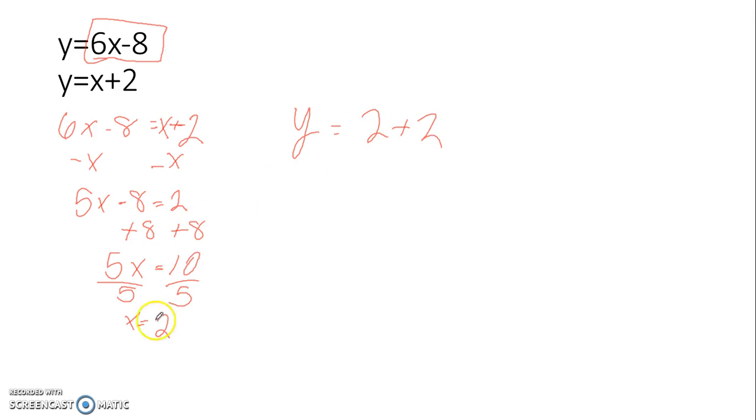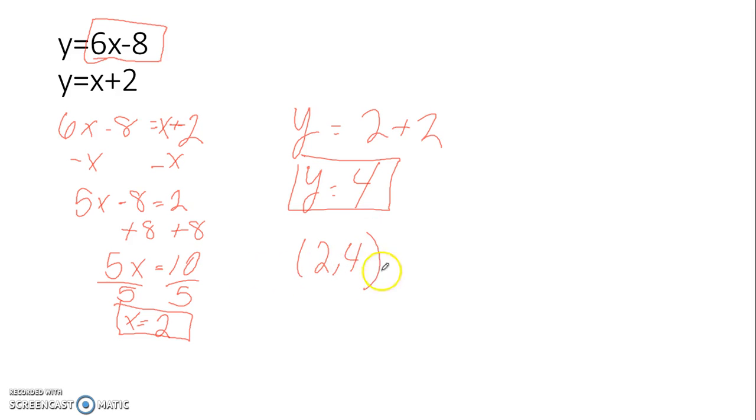And where I got this 2 from is this right here. X is equal to 2. So I'm substituting, once again, this x into the x in this equation, and I get y is equal to 2 plus 2. So y is equal to 4. So the answer of this system of equations is the ordered pair 2, 4. X, y, 2, 4. Okay, so this is the answer to our system of equations.